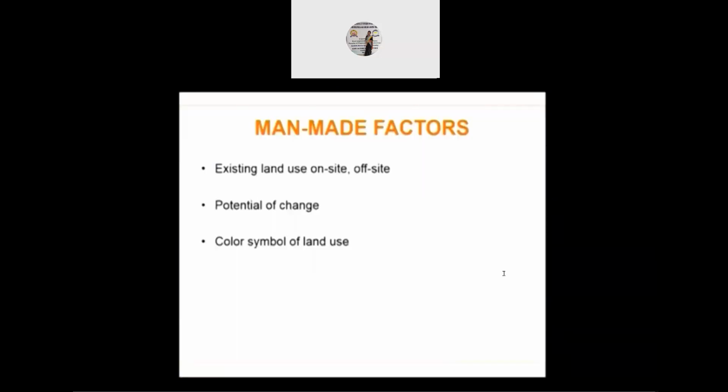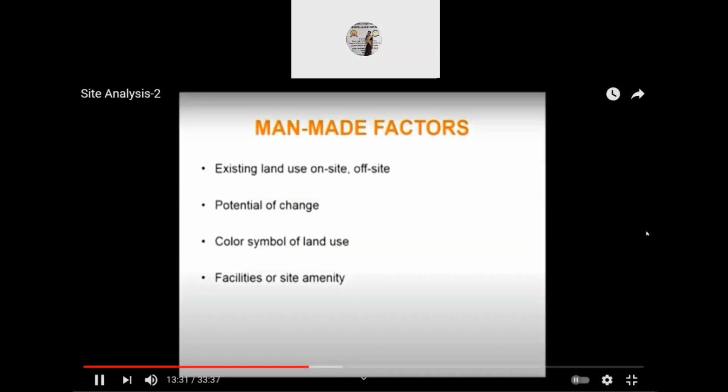Color symbol of land use. So here we need to understand what different colors mean. For example, usually green color is used to mention parks or recreational areas, and yellow color is used for commercial areas. These are a few color codes which are generally used. So we need to understand each color code and what it represents.